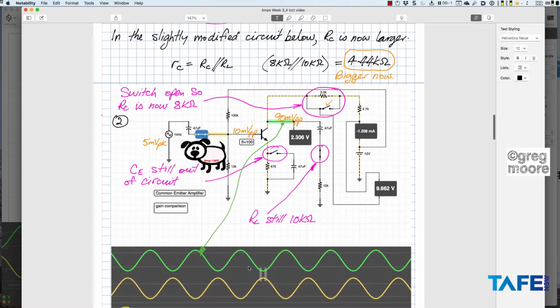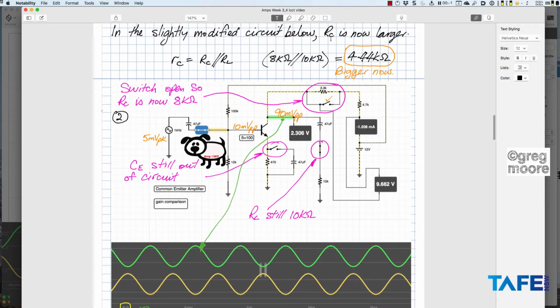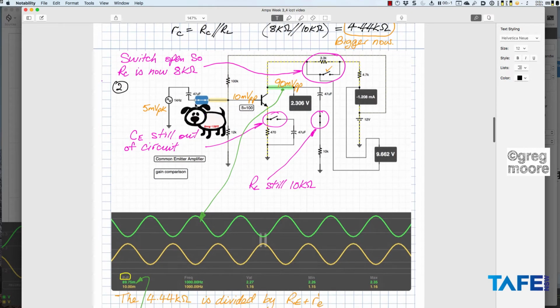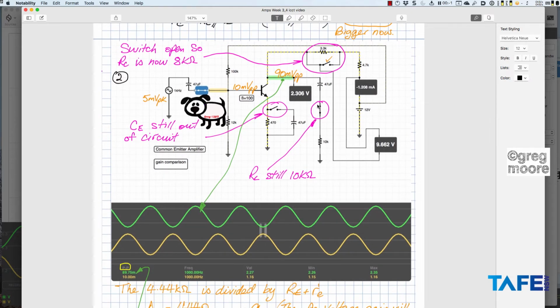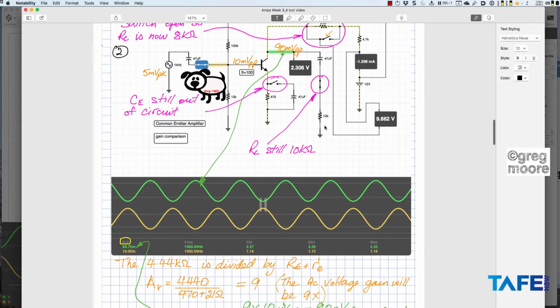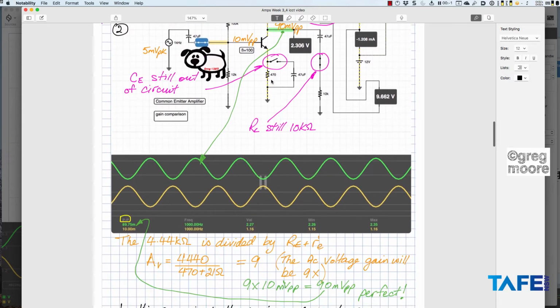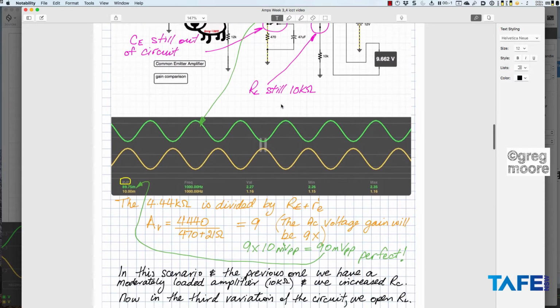In the next circuit, I'm going to make RC bigger. So that's that switch at the top. By opening that switch, I'll now have 4.7K plus 3.3K, that's 8K ohms of resistance. With 8K ohms of resistance there, I've still got my RL in circuit, so I need to have 8K in parallel with 10K to get small RC, which is our AC, like our dynamic collector resistance there. And then I've got to divide that by little RE and big RE.